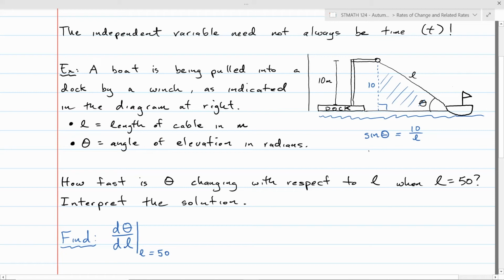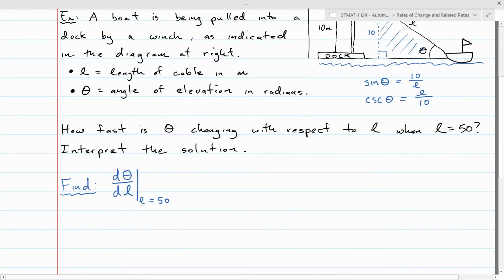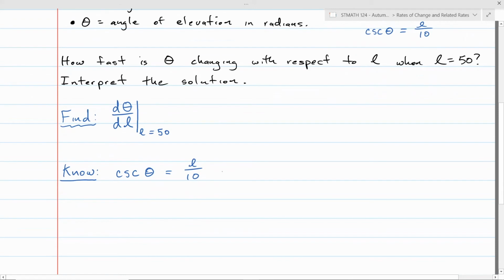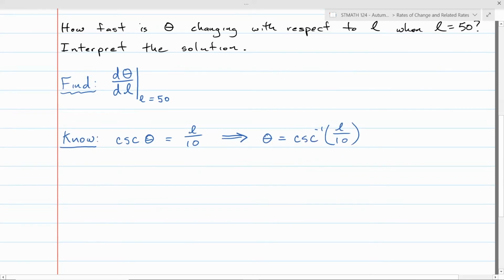Or I could do cosecant. That'd be L over 10. I think I may work with the cosecant formula. So we know cosecant theta equals L over 10. And from there, if I want to calculate d theta dL, I could do this a few different ways, but maybe the most direct way would just be to solve for theta. If I solve that equation for theta, I would get theta is equal to the cosecant inverse of L divided by 10. So then from there, I could calculate the derivative of theta with respect to L, because I've got theta expressed in terms of L, so it makes it easy to compute the derivative.